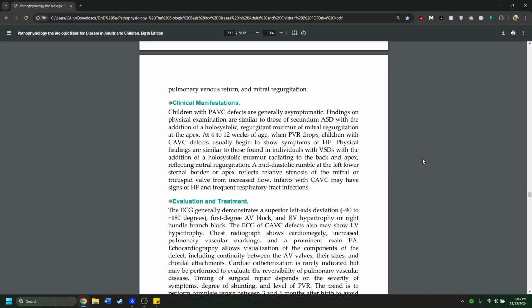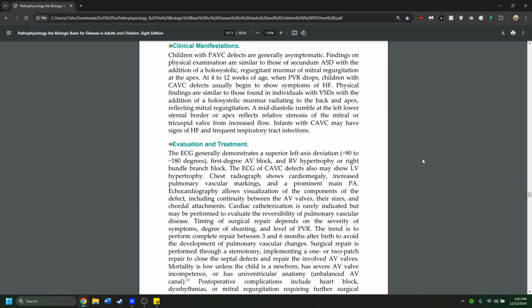to show symptoms of heart failure. Physical findings are similar to those found in individuals with VSD, with the addition of a holosystolic murmur radiating to the back and apex, reflecting mitral regurgitation. A mid-diastolic rumble at the left lower sternal border or apex reflects relative stenosis of the mitral or tricuspid valve from increased flow. Infants with CAVC may have signs of heart failure and frequent respiratory tract infections.